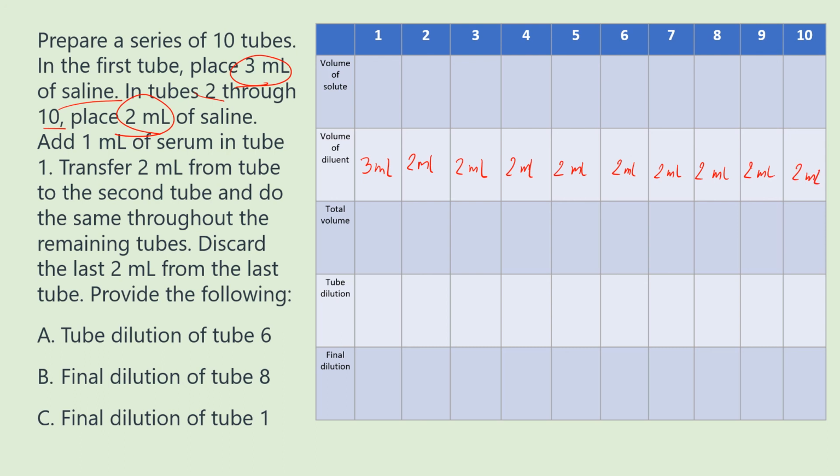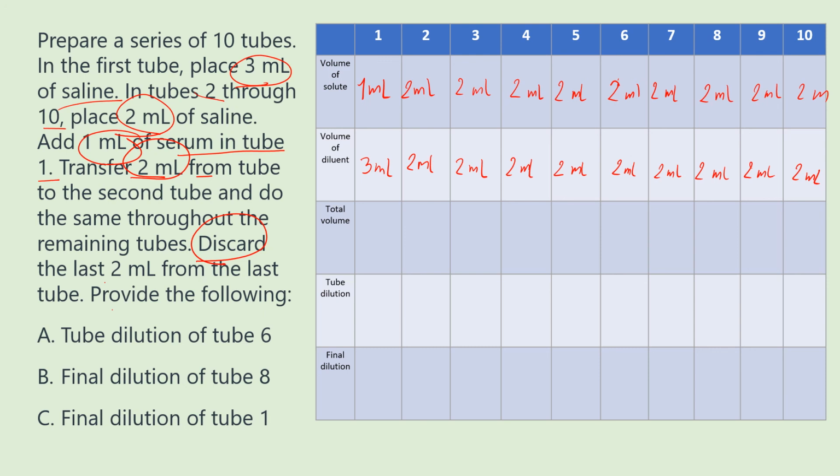Okay, so add 1 ml of serum in tube number 1. So you have here 1 ml. And then transfer 2 ml from tube 1 to the second tube and do the same throughout the remaining tubes. So you have here 2 ml from tube 2 to tube number 10. Okay, now, of course, you are going to discard the last 2 ml from the last tube. And then you provide the following.